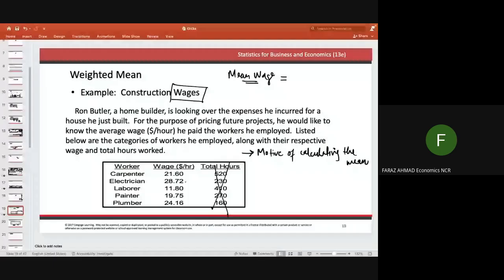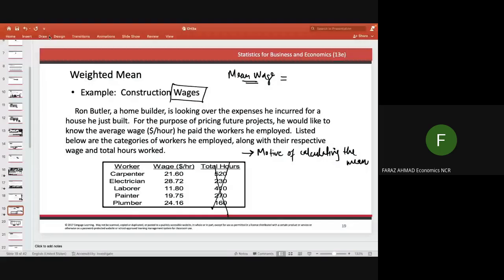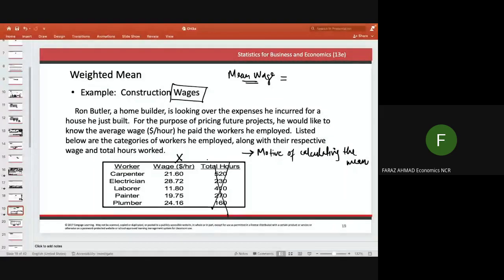When you add them, let me add them. So did they do it? Let me see if they do. No, they didn't do it. So let me do it. So mean wage. Remember, mean wage is mean X, right? X is wage. So let me write it here because W is the weight and W for wage, you might be confused. So wage is X, right? And hours, I'm not talking about hours now. I'm talking about X only.